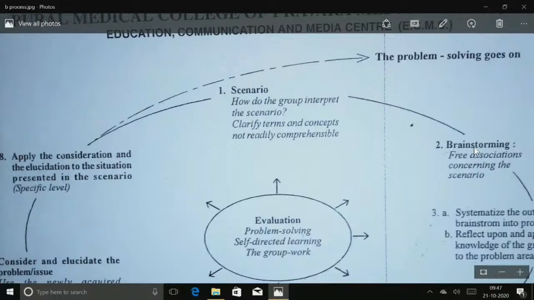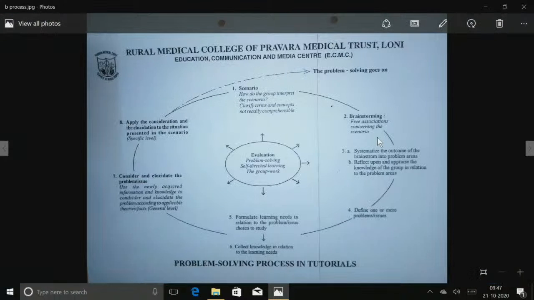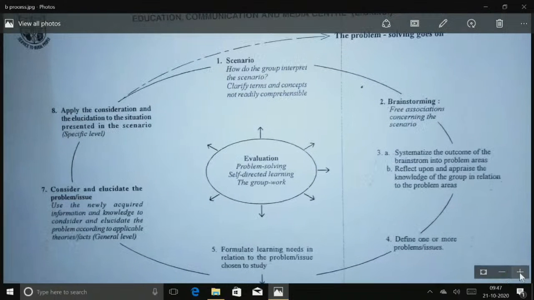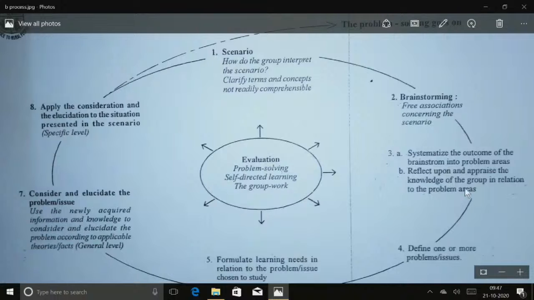Number 2 is brainstorming. Once the group reads the whole scenario, there will be brainstorming. Brainstorming is where all the members of the group give their opinions in relation to the particular scenario. That is what is called free associations concerning the scenario. Everyone from the group will contribute whatever concepts they have about that scenario or what problems they feel are there. That will be freely associated between the group and used for the next step. The third step is to systematize the outcome of the brainstorming.